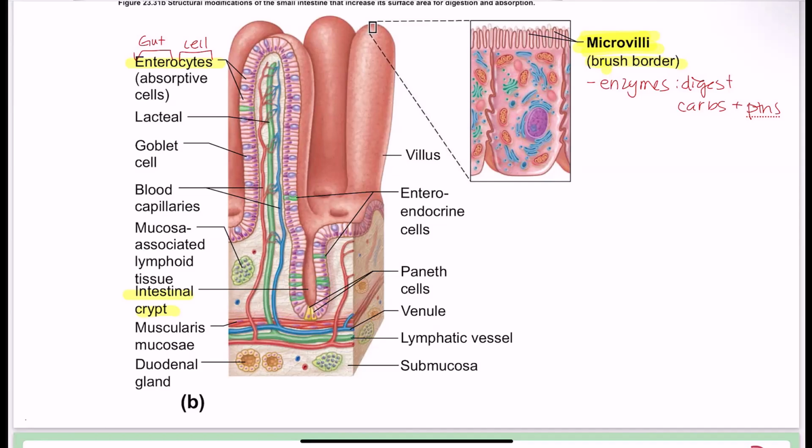Also in here, we have goblet cells. Goblet cells make mucus, and that's really important for doing all of the things that we need to do and also for being protective, because it's a harsh environment there. We also have enteroendocrine cells. Entero meaning gut, endocrine meaning hormones and stuff. And that helps regulate the activities of the GI tract. Regulate GI activity.